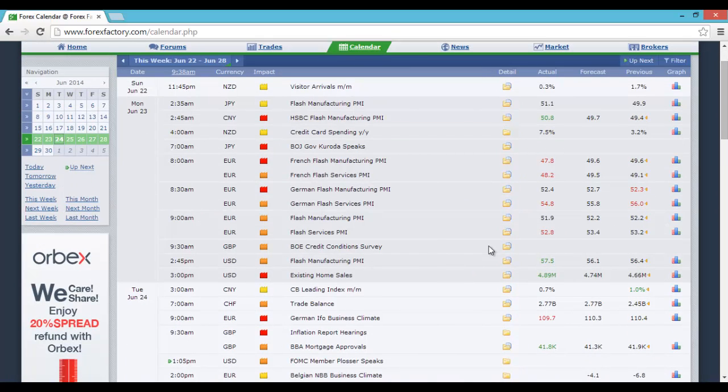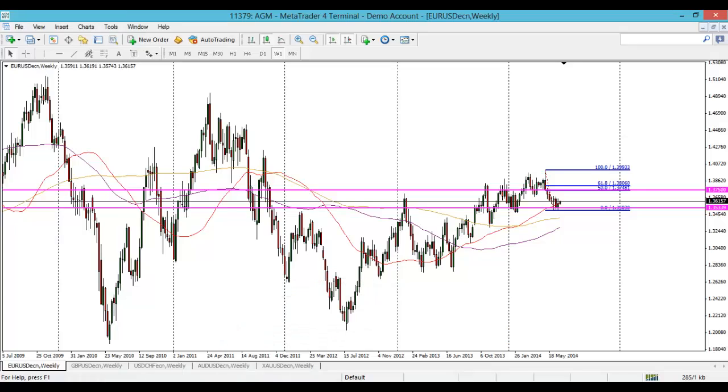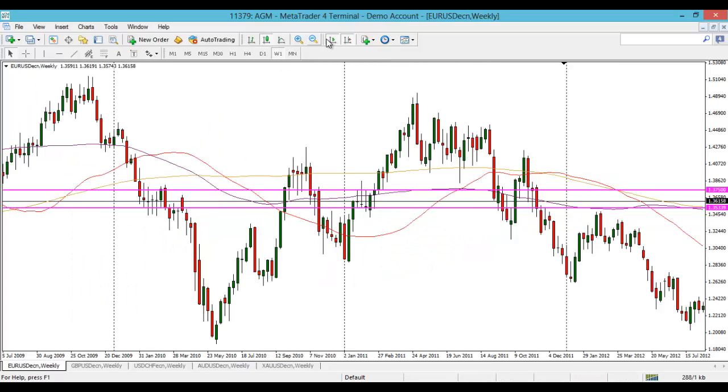But it doesn't mean that there won't be any big moves in the markets. There's already some interesting things going on. In terms of last week, a lot of these charts are actually the same. I've left the same levels on from last week because not a lot has changed.